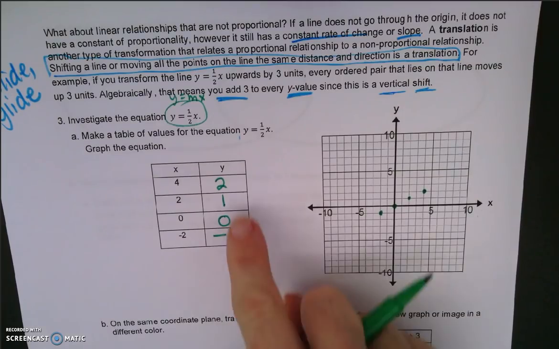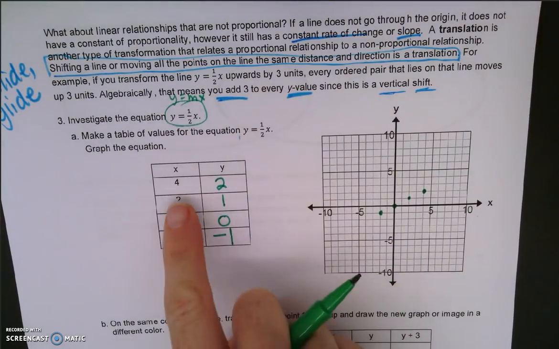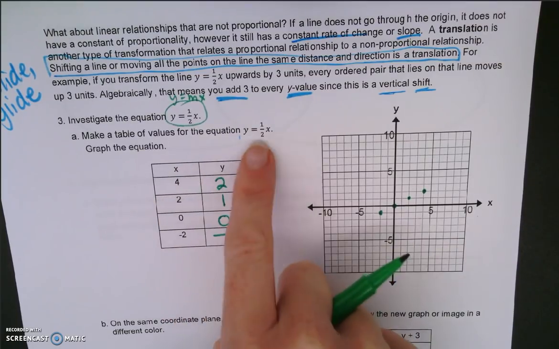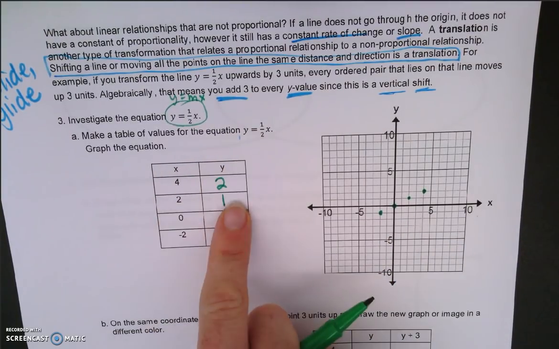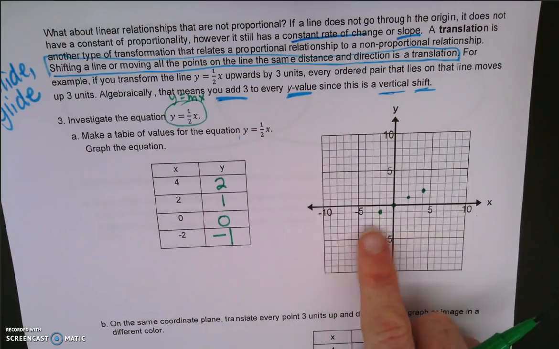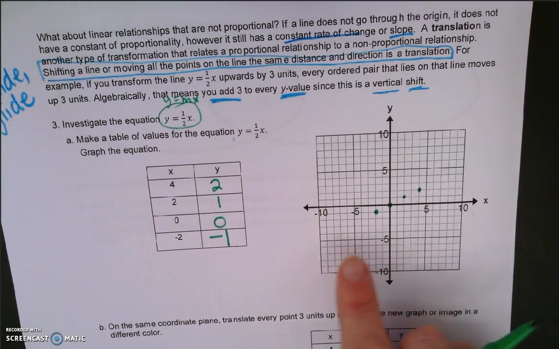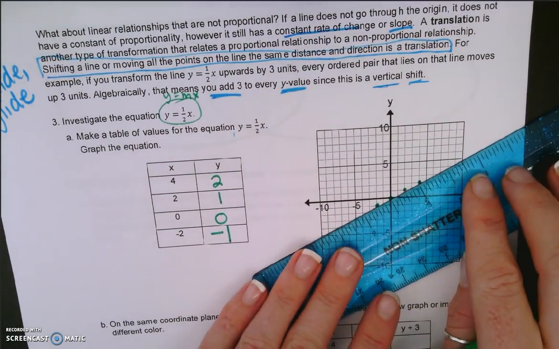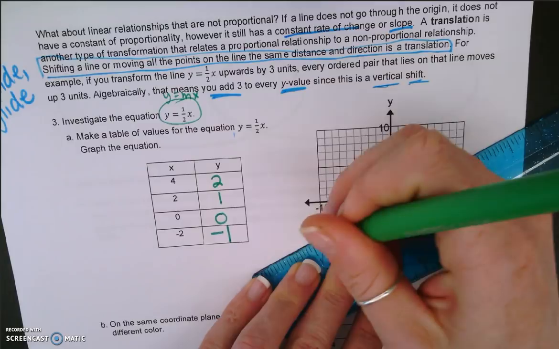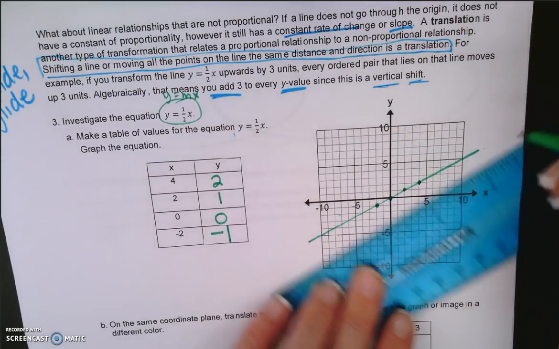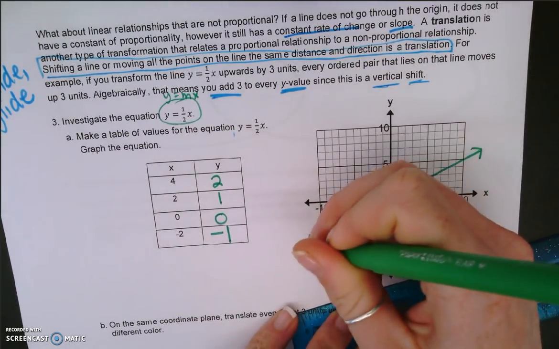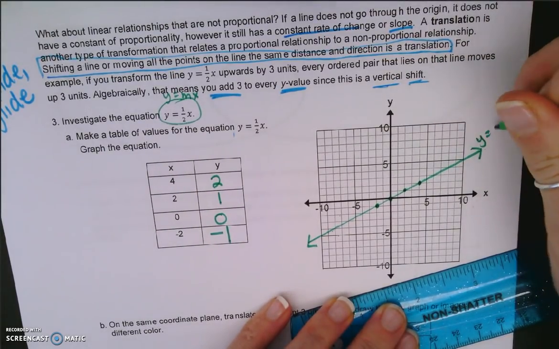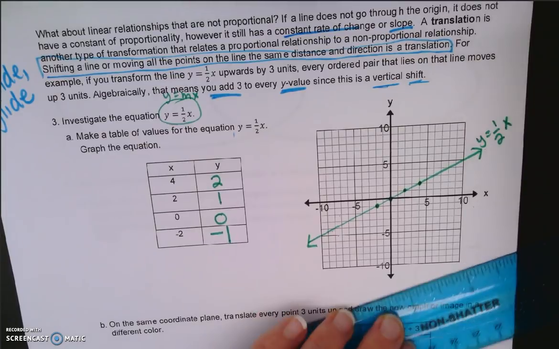Okay, so you should have gotten 2, 1, 0, -1 by substituting in the x value and solving for y. 1/2 of 4 is 2, 1/2 of 2 is 1, and so on. Then I plotted those points as x, y using my coordinate plane, and I'm going to use a ruler or a straight edge to connect my points. Whenever we're graphing a line, we probably want to label it also with the equation. So this is y equals 1/2 x.